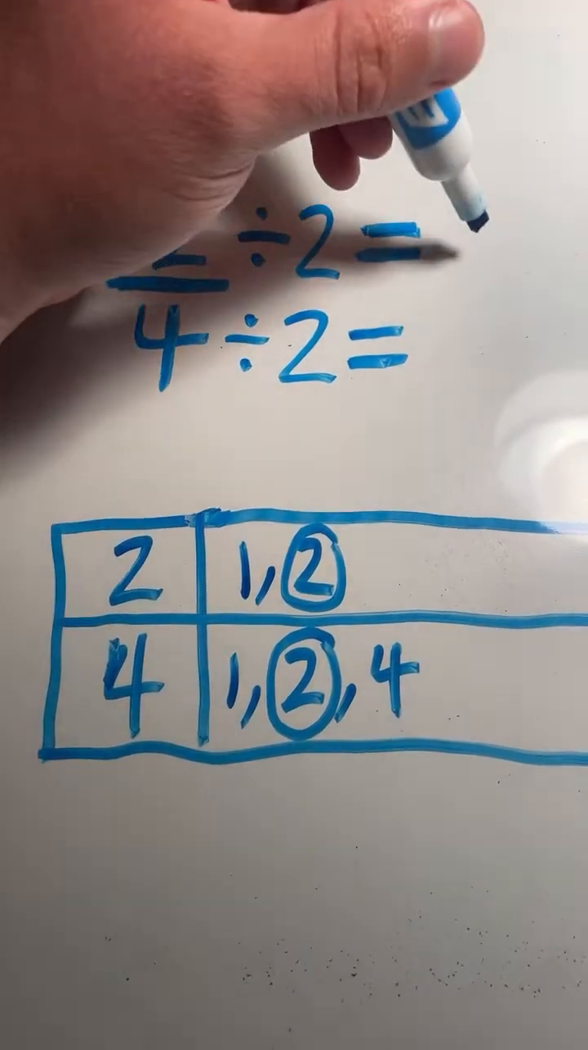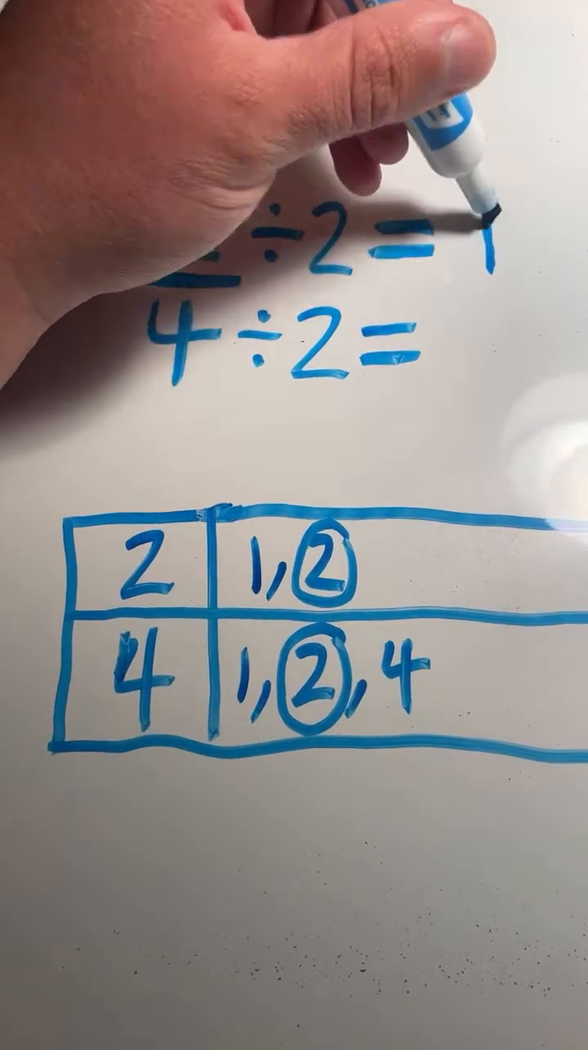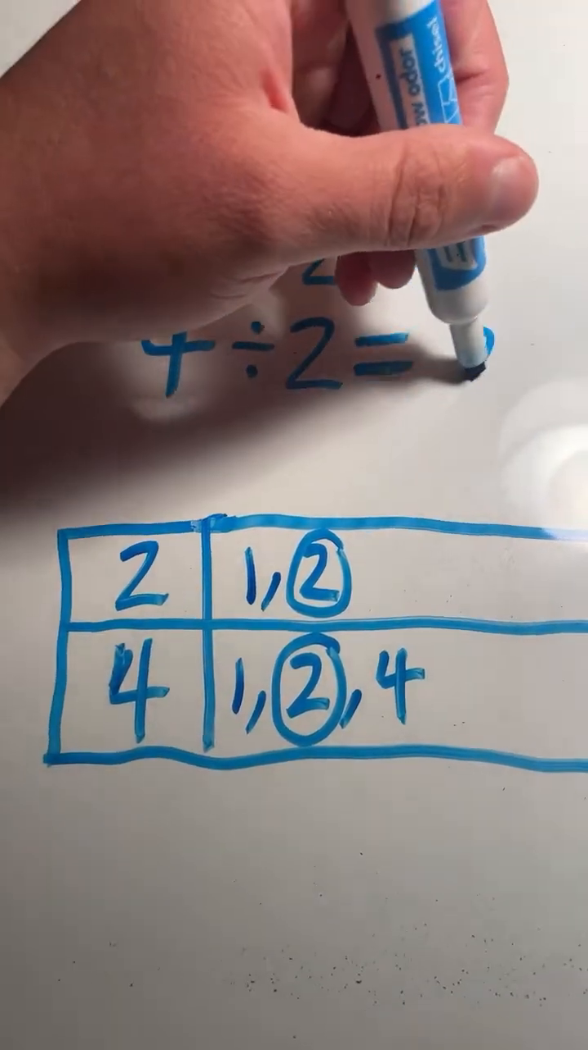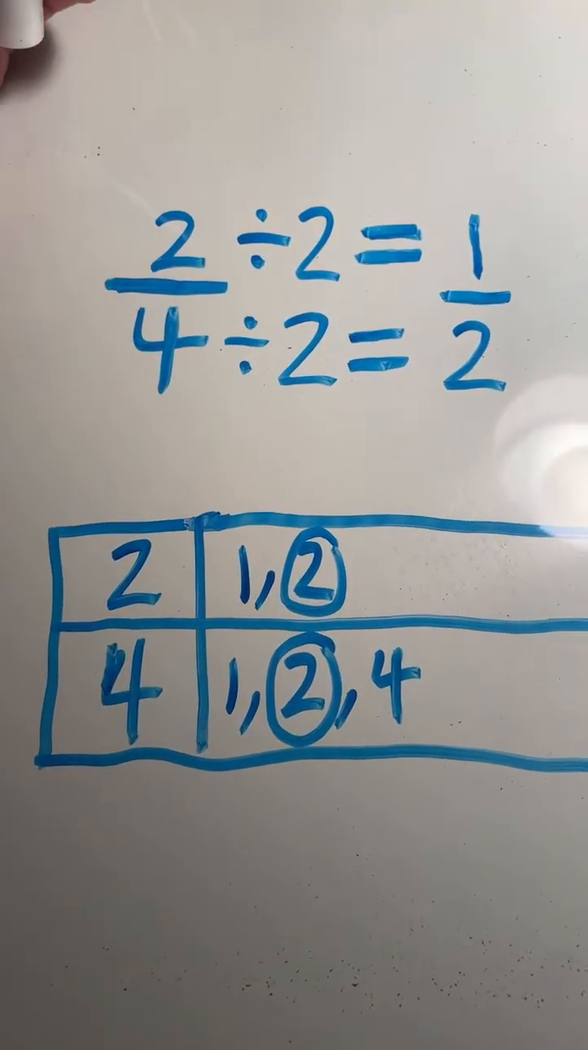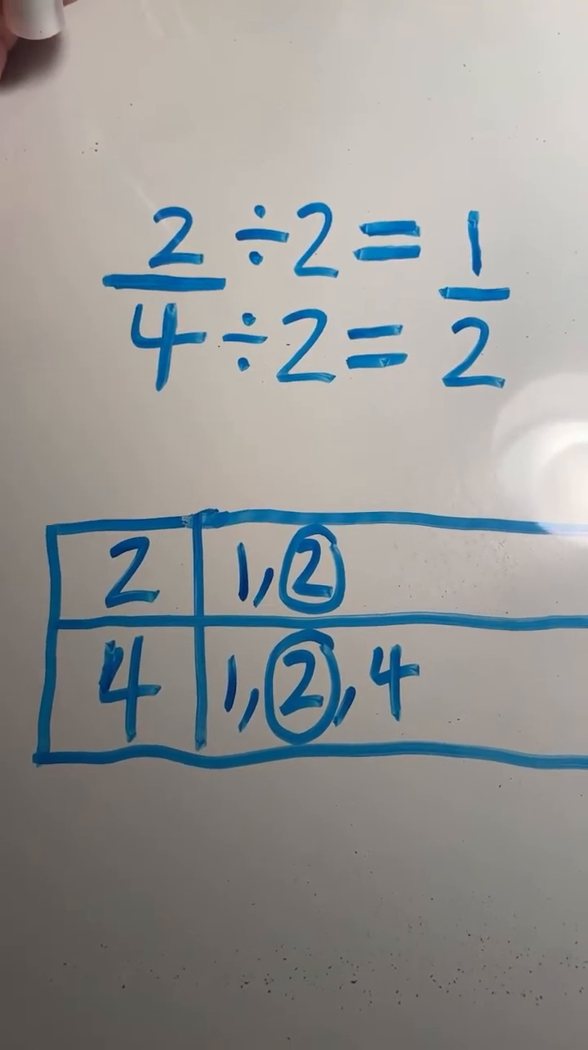2 divided by 2 equals 1. 4 divided by 2 equals 2. And we have our final answer. 2/4 reduced to lowest terms equals 1/2.